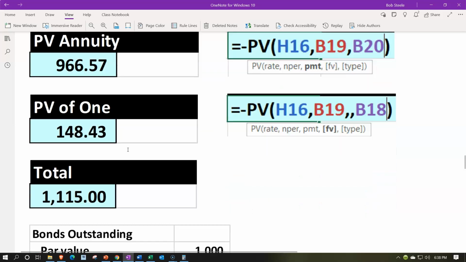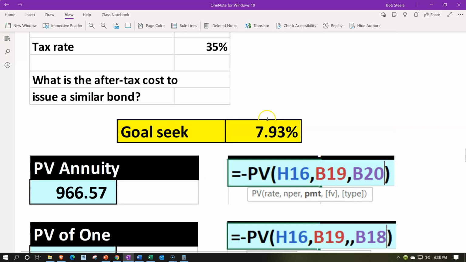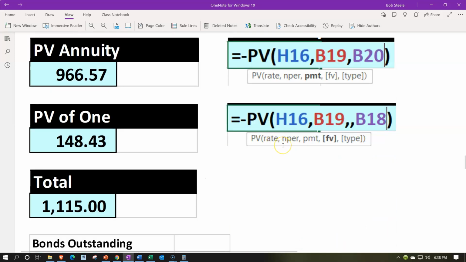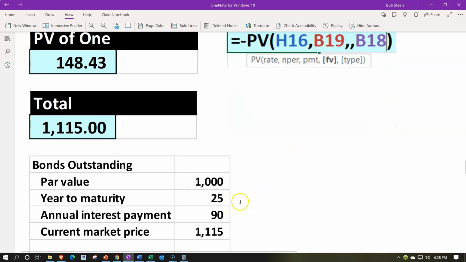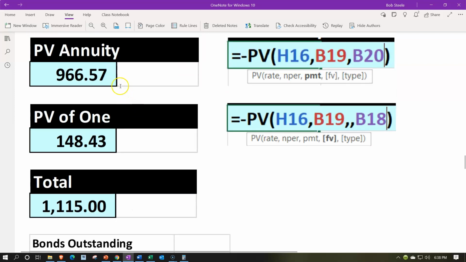Present value of 1, present value of the 1,000 at maturity, would then be the present value of the rate. The rate is going to be this amount up top again, comma, number of periods, which is going to be 25, and then not a payment, but rather the future value, because it's present value of 1, that 1,000, that then gives us the 148.43. Adding the annuity and the present value of 1 gives us the total.